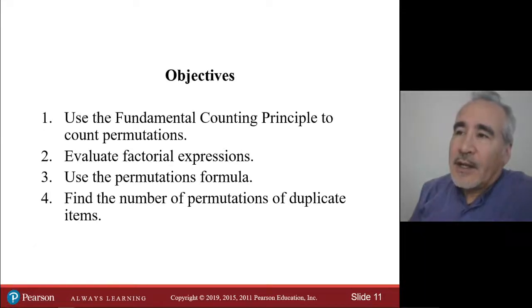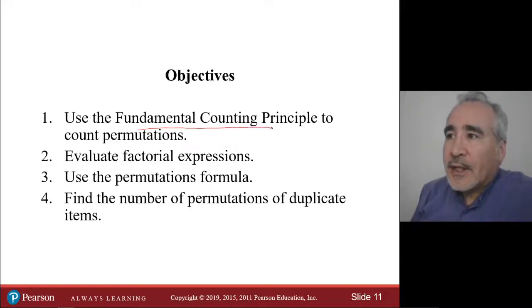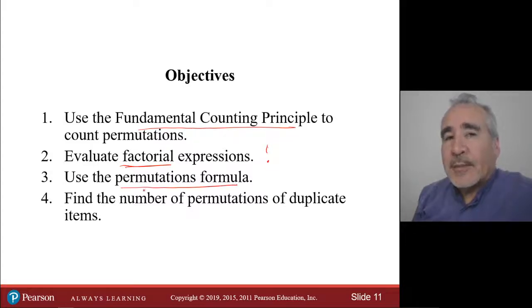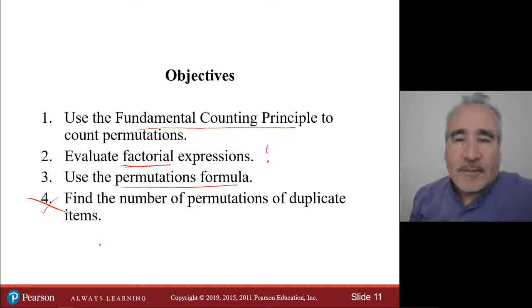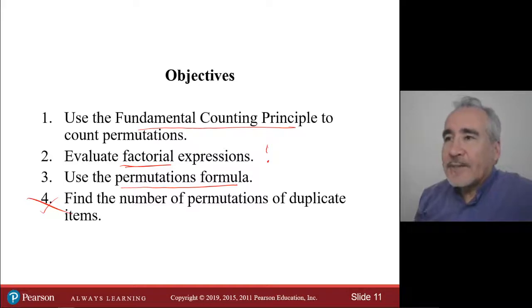Before we define what a permutation is, we're going to use the fundamental counting principle, the stuff we learned in 11.1. We're going to learn that there's something called a factorial expression, something with an exclamation point. You may have seen these before, but it's a natural outflow of what we've been doing. We're also going to find that there are formulas for doing a permutation, and we're not going to worry about number 4, okay? Not in this lesson.